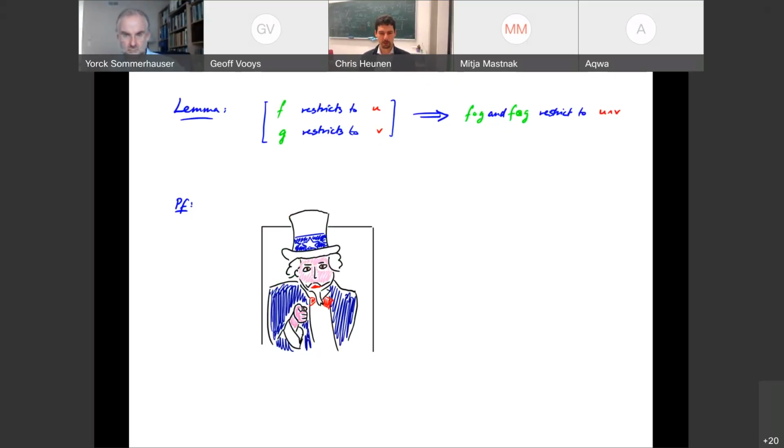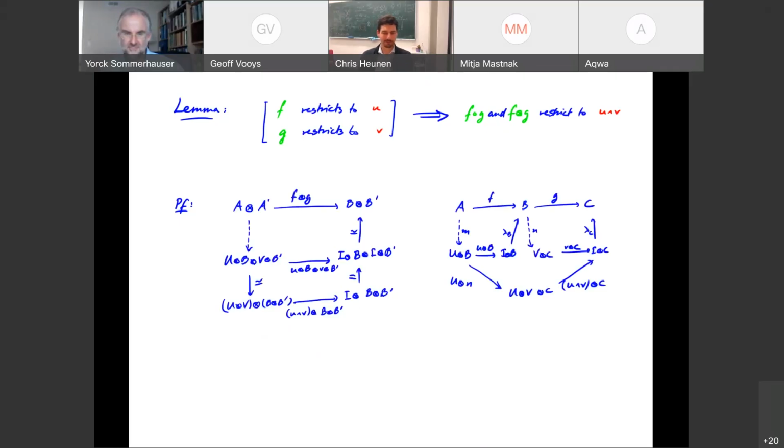And in good tradition, I could make this into an exercise, but we could also skip that because it's really quite simple. So saying that F restricts to U means that there is a map from A to U times B, such that F is the same as that map, and then forgetting the little U. Saying that G restricts to V is the same as saying there's a map from A prime to V times B prime, and then forgetting about the V. So I can just put those maps together to show that F tensor G factors in the right way.